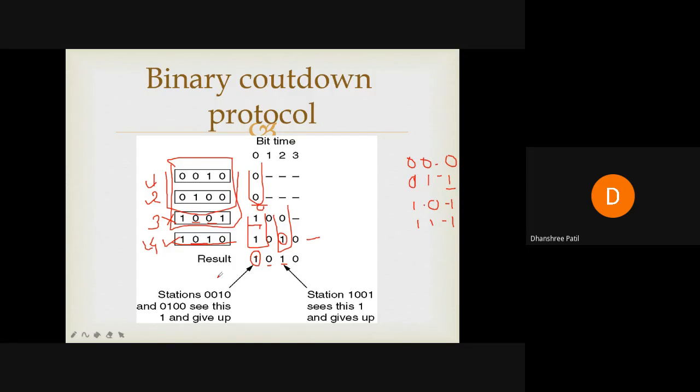Okay, it is very simple. समजलंय बायनरी काउंटडाउन प्रोटोकॉल? Any doubt? नो मॅम. Everyone, बाकीचे समजलंय, काय डाउट आहे? No doubt.